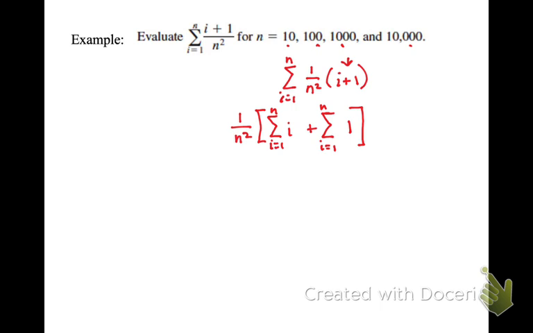Now, why did I put the brackets around this? It goes to both, right? So, does the sum of i fit one of our rules?